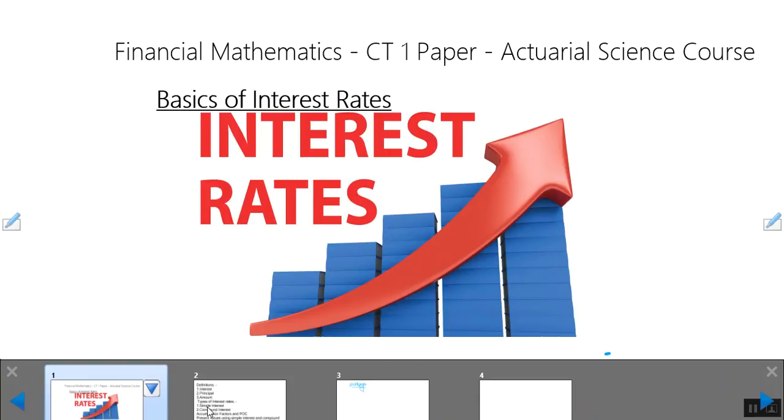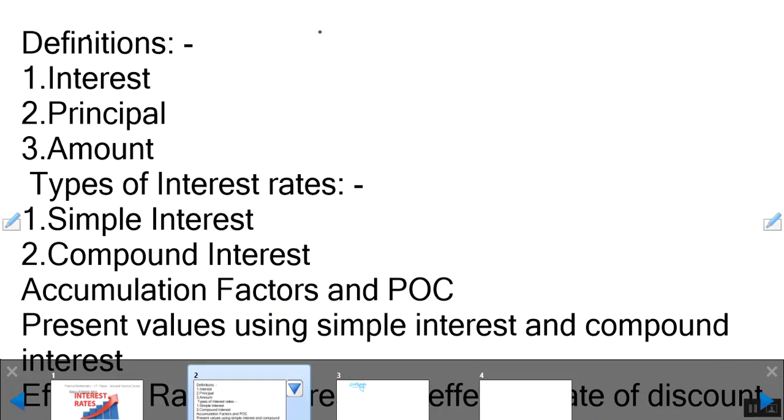So, we'll be covering these today in this session. What is interest? What is a principal? And what is amount? What are the types of interest rates available? What are accumulation factors and the principle of consistency? How to find the present values using simple interest and compound interest, and effective rate of interest and effective rate of discount.